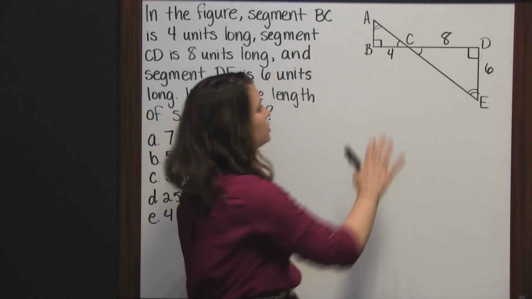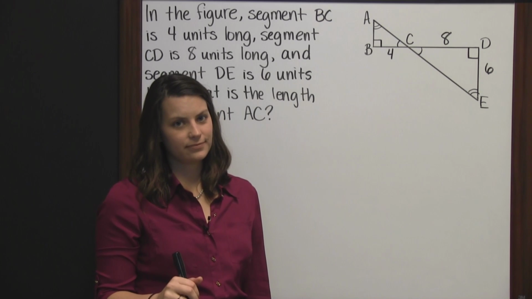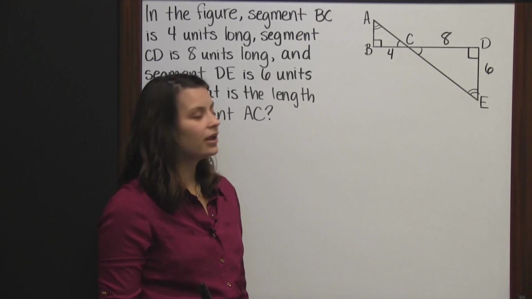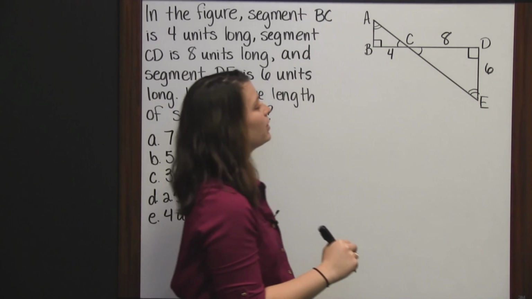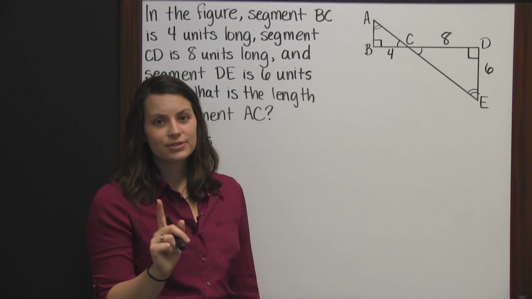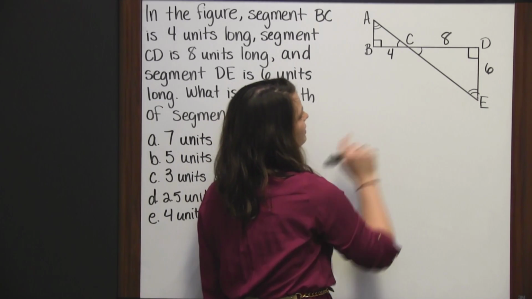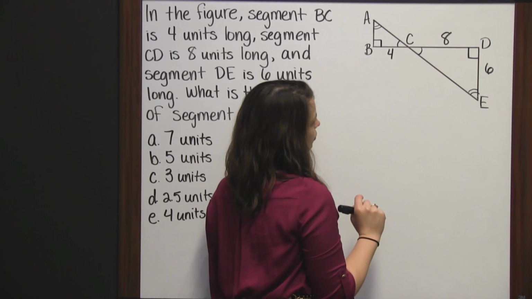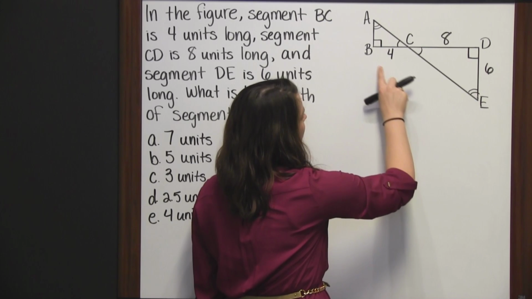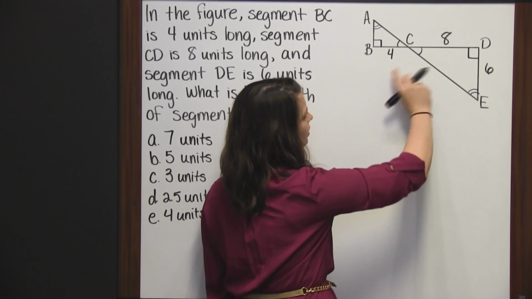Therefore, these 2 triangles are similar to each other because all 3 of their corresponding angles are congruent to each other. And since these triangles are similar, that means that their corresponding sides are proportional. You see that segment BC is half of segment CD. 4 is half of 8.